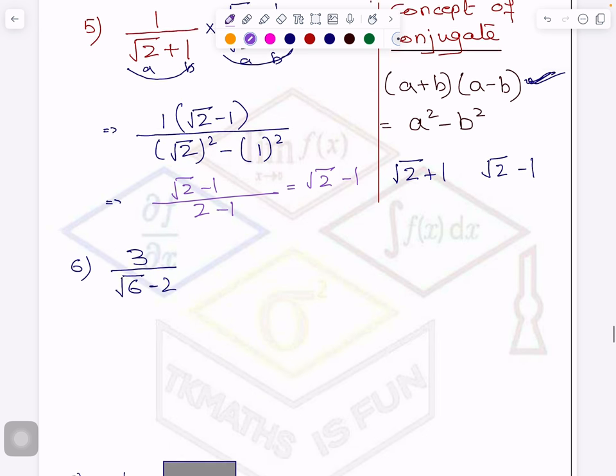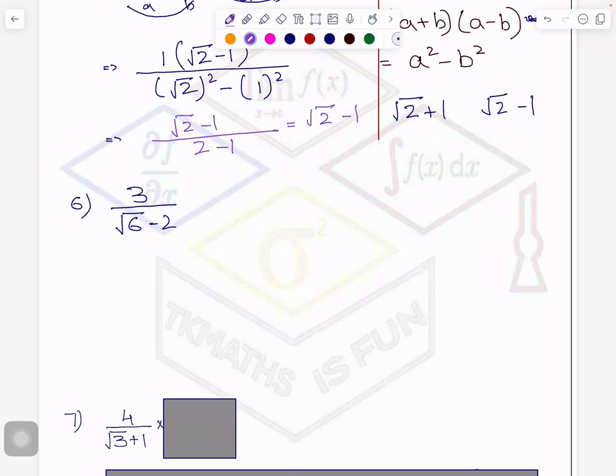Okay, so let's see another example. I will multiply and divide by what? Tell me please. Absolutely right. Root 6 plus 2. Acha, one can say, Miss, can I write minus here? You just have to change the sign of one of the numbers, right? So they have opposite signs. This is the reason behind it. So it will become root 6 plus 2.